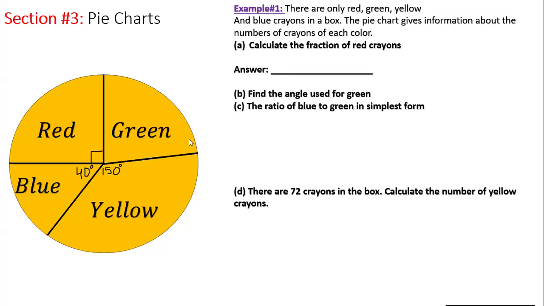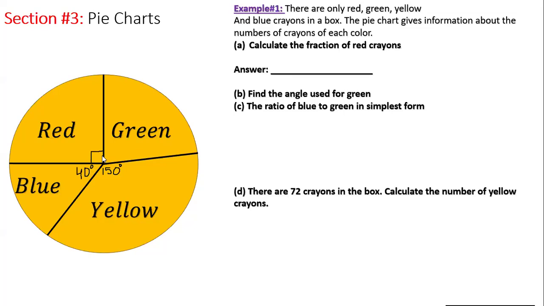All right, so the first question states that you want the fraction of red crayons. Can anyone tell me how I'm going to get the fraction of red crayons out of all the numbers? 90 over 360. Why is it 90 over 360? Because the box represents a 90-degree angle. Very good. And it's a circle.